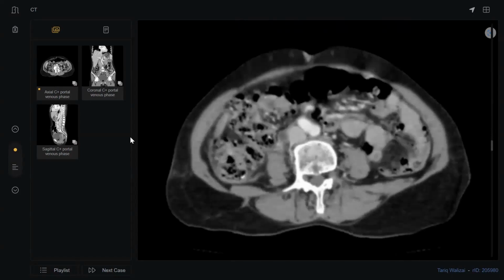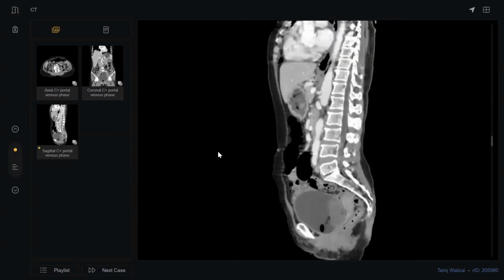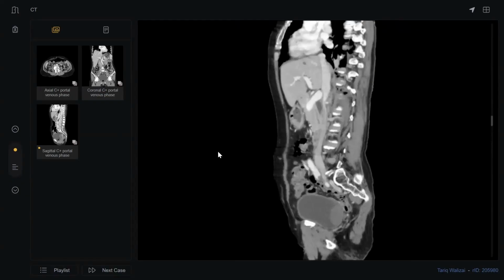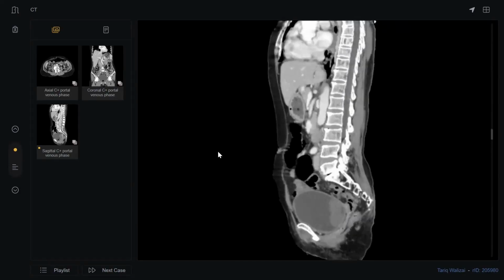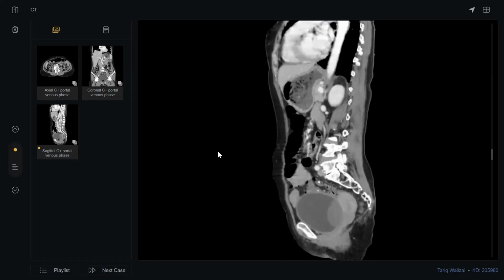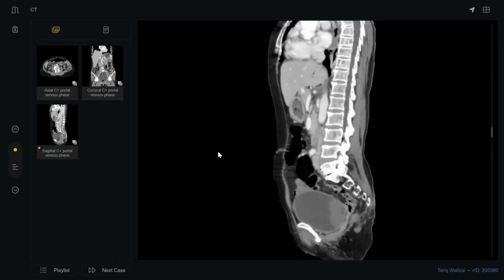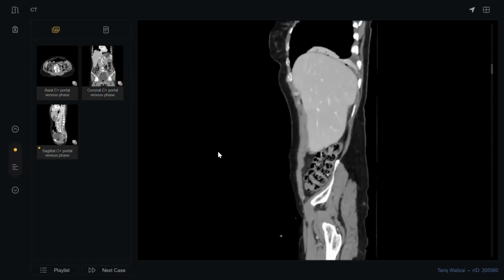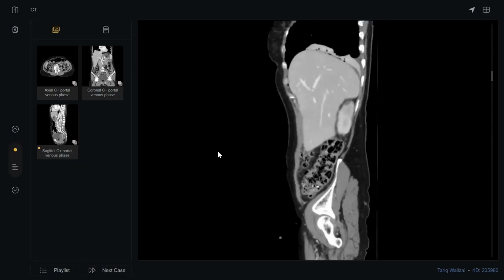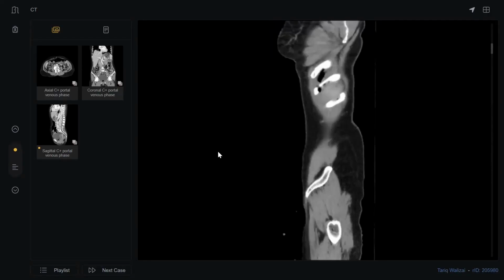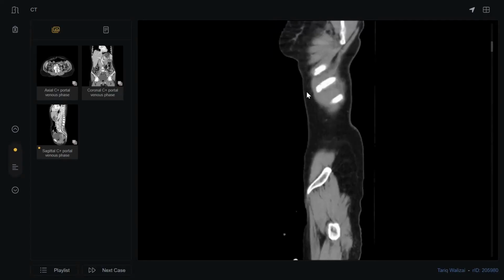Second point, you didn't ask me about the bone window at all, because despite I stress in the history that this is a trauma case. This is very important, my colleagues. And then you didn't comment on the major vessels, aorta, IVC, like this. I think this patient may have a fracture. I think this is a fracture here.